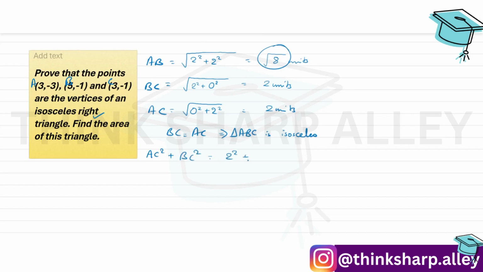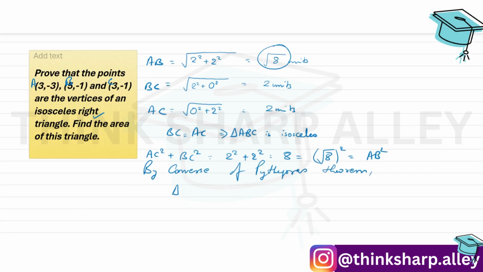So which is equal to 2 square plus 2 square, and that is 4 plus 4, which is equal to 8. And isn't 8 the square of square root of 8, right? That is, it is equal to AB square. So by the converse of Pythagoras theorem, we can say that triangle ABC is right angled at C. So therefore, triangle ABC is an isosceles right triangle.